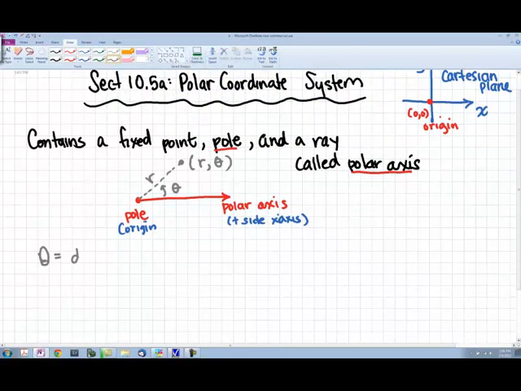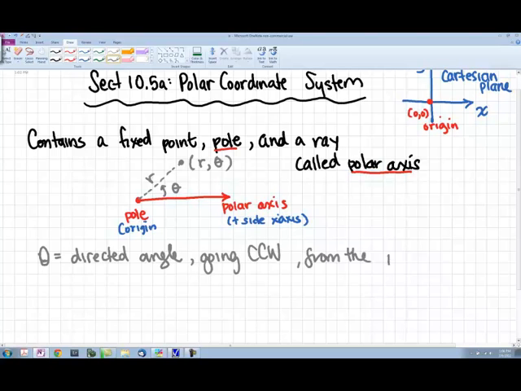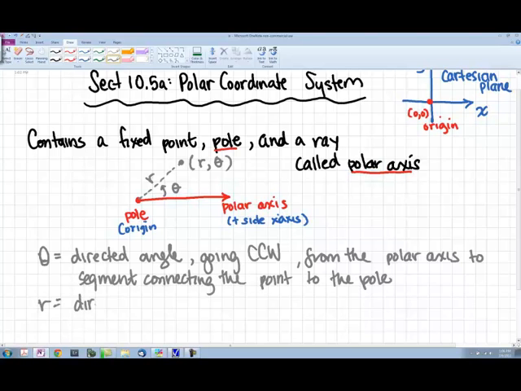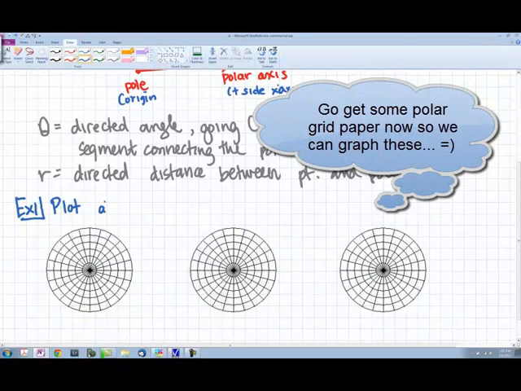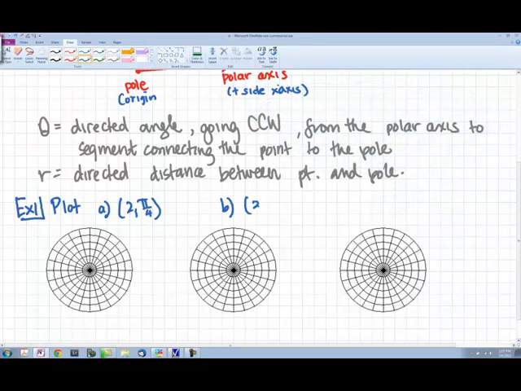Theta is what we call the directed angle going counterclockwise from the polar axis to the segment connecting the point to the pole. And then we have r as being defined as the directed distance between the point and the pole. Now we're actually going to also work on plotting, so I want us to plot (2, pi over 4), (3, negative pi over 6), and (negative 2, negative 3 pi over 4).